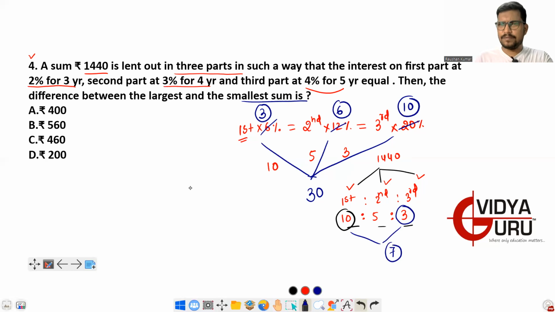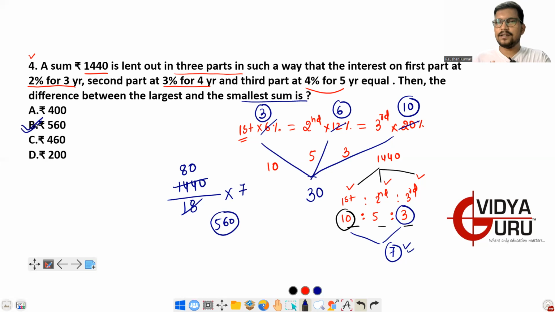Okay, now just use the concept of ratio. That means 1440 should be divided into 10, 5, 3, which means 10 plus 5 plus 3, equal to 18 parts. And we need the value of 7 parts. Now, if you know the table, 18 into 80 is 1440, and 80 into 7 is equal to 560 rupees, right? 560 is the answer, which is your B option. So B is the right answer.